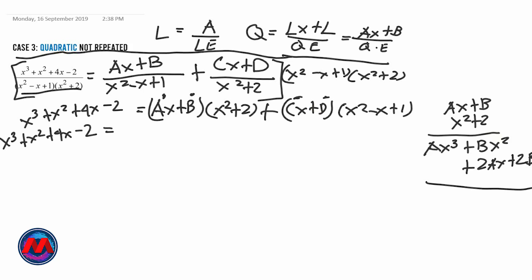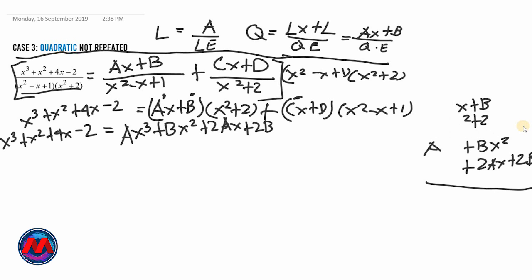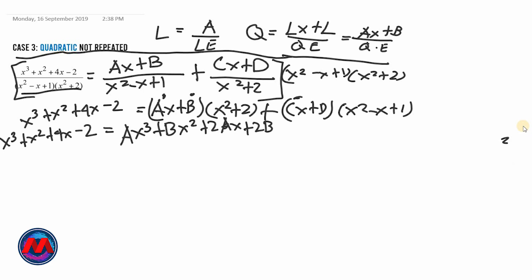Let's combine like terms, pero sadly, walang like terms. Ang sad, diba? Walang like. So, isusulat natin yan. Dugtong natin sa equation. Ax cubed plus bx squared plus 2ax plus 2b. Ang pangit ng sulat ko. Yan. Ngayon naman, i-expand natin yung next equation. Teka lang, erase natin. Expand natin yung second term.